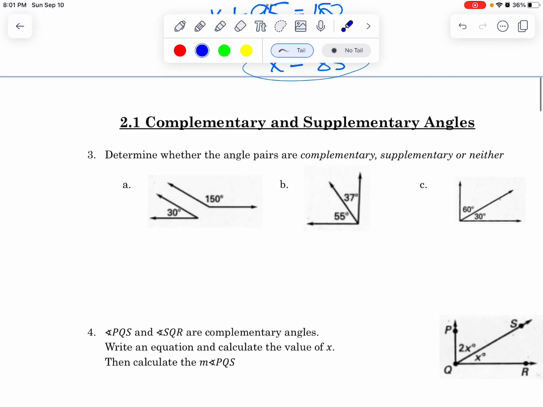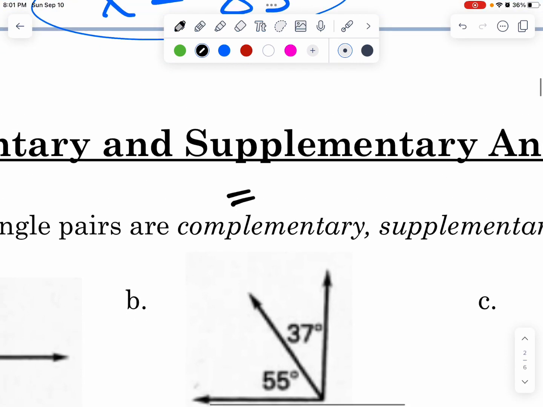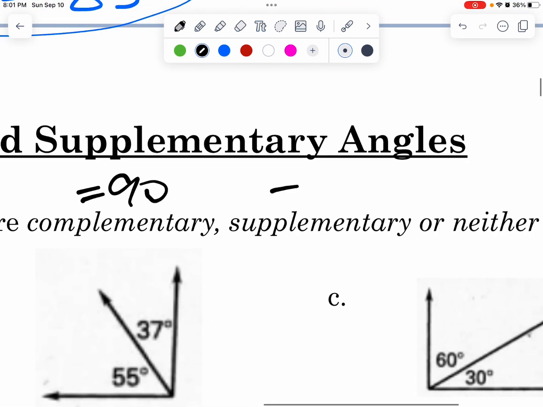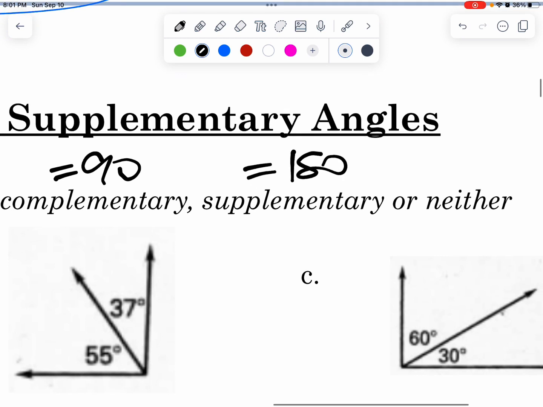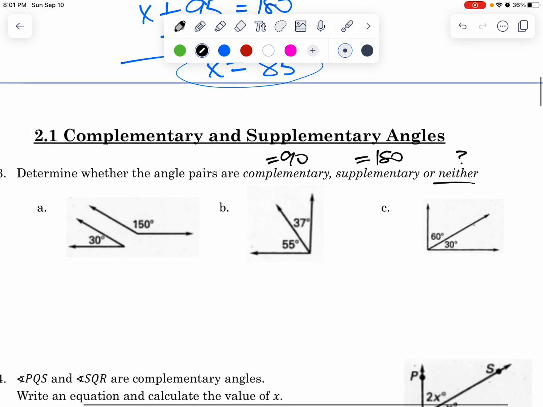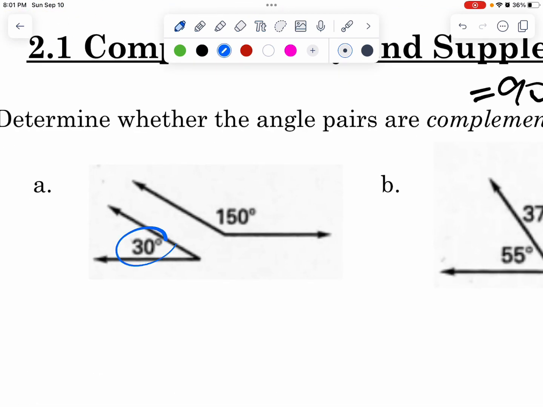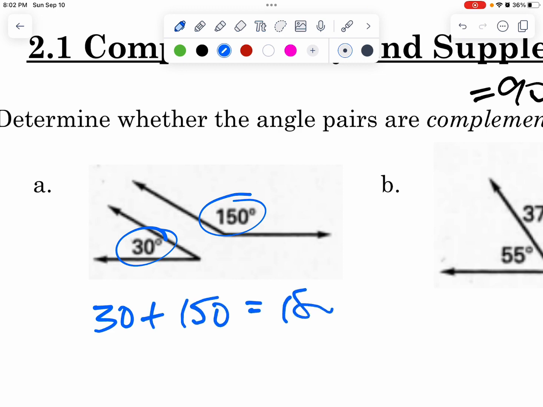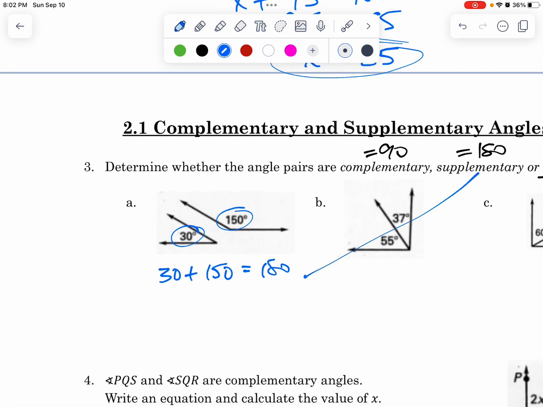How about this? Determine, so we have to actually write the word complementary or supplementary or neither based on what we know. And remember that complementary means that they add up to 90, and supplementary means that they add up to 180, and neither would mean anything else. Okay? So let's see. 30 and 150. When I take 30 and I add 150, I get 180. What is that vocab word again? Snap. Supplementary. It is okay with me if you just say sup.